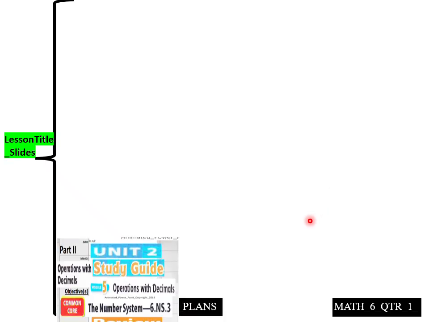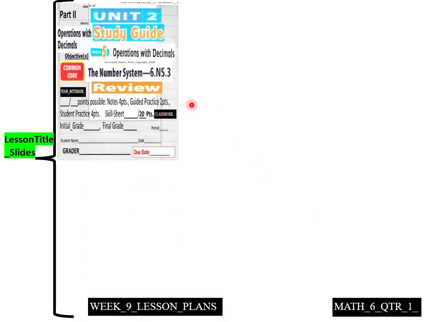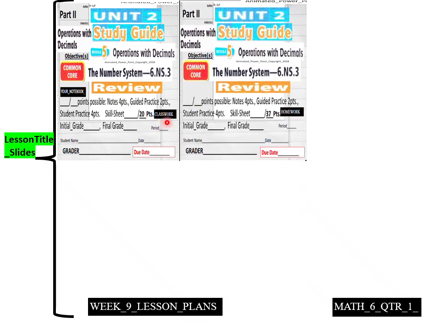And then continuing on here for Week 9, we go into Part 2 of classwork for our Unit 2 study guide, 20 points for your classwork Unit 2, Part 2. And then for Unit 2 Part 2 homework, we have 37 points on the homework.